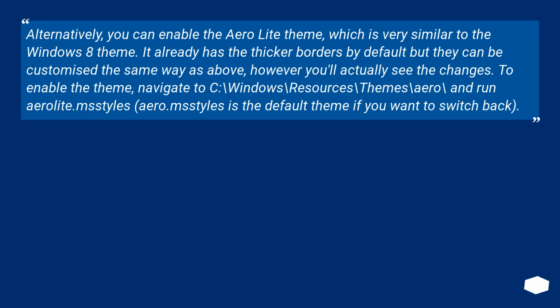Alternatively, you can enable the Arrow Light theme, which is very similar to the Windows 8 theme. It already has the thicker borders by default, but they can be customized the same way as above, however you'll actually see the changes. To enable the theme, navigate to c:\resources\themes\arrow\ and run arrowlight.visualstyles. Arrow.visualstyles is the default theme if you want to switch back.